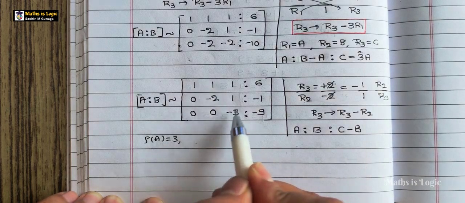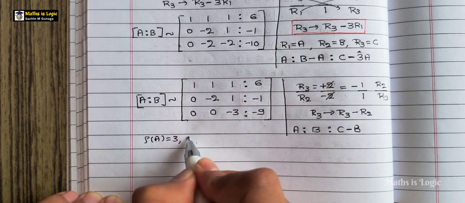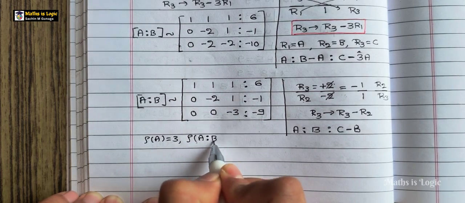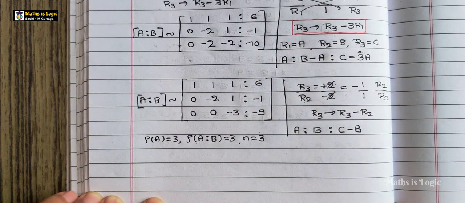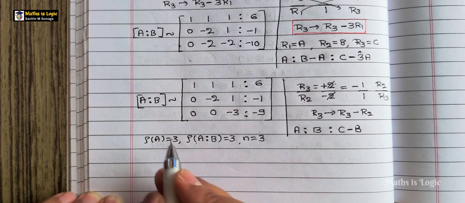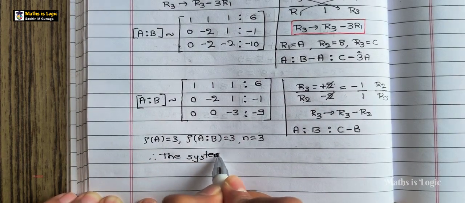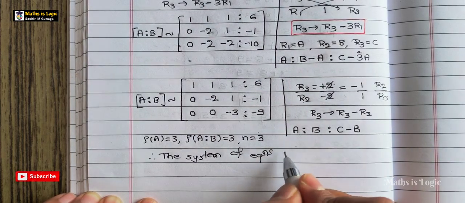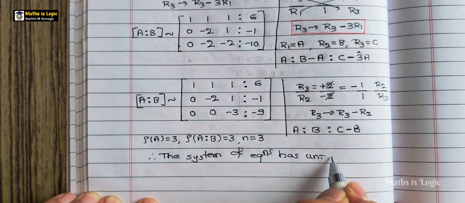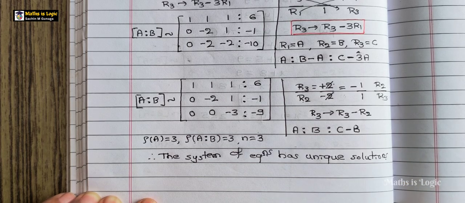Therefore rank of A matrix, that is 3, because 3 non-zero rows. Next rank of augmented matrix also 3, and number of unknowns is also 3. Therefore the system of equations has unique solution. Correct?